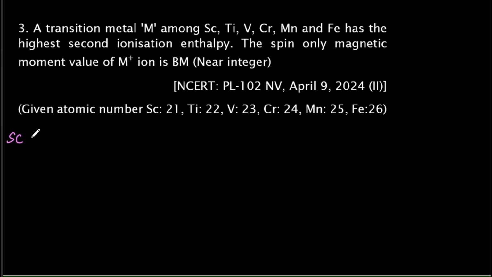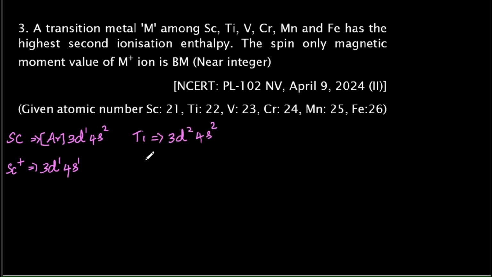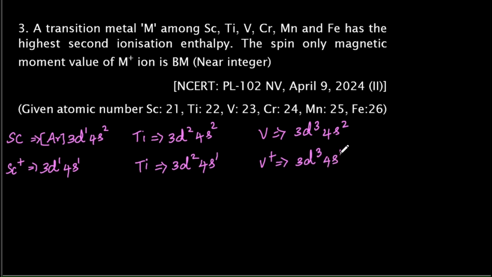For scandium, the electronic configuration is core argon configuration 3d1 4s2. After the removal of one electron, it becomes argon configuration 3d1 4s1. So this is for scandium. Then titanium, 3d2 4s2. Titanium, after the removal of one electron, 3d2 4s1. Vanadium, 3d3 4s2. Vanadium, after the removal of one electron, 3d3 4s1.